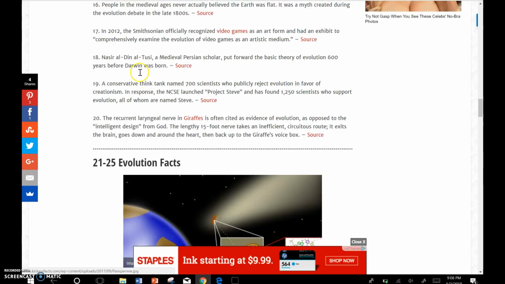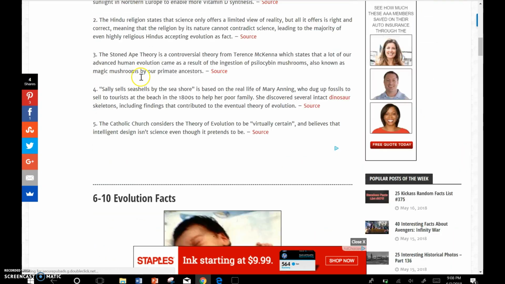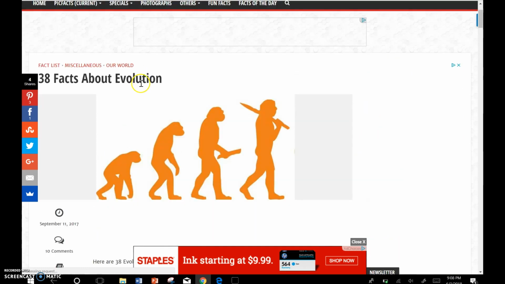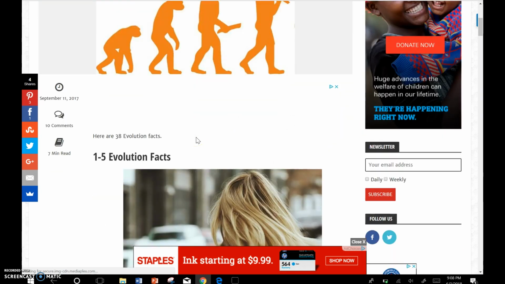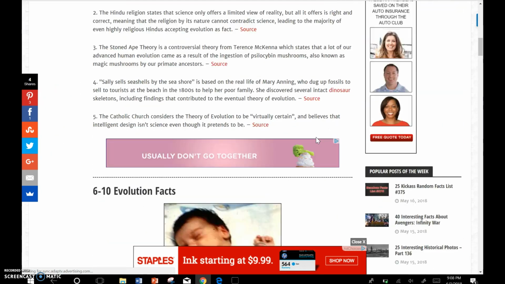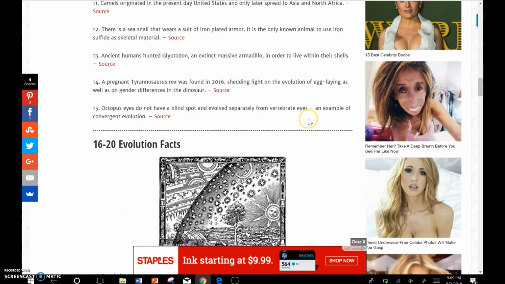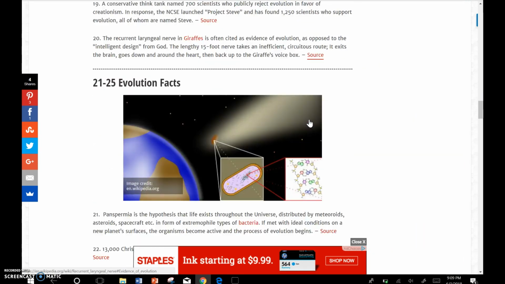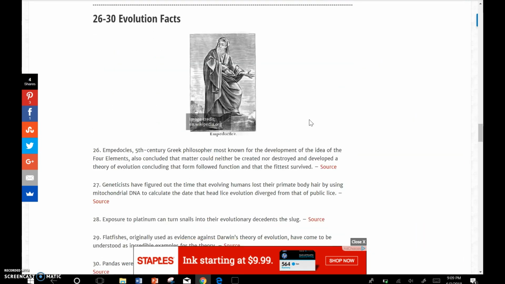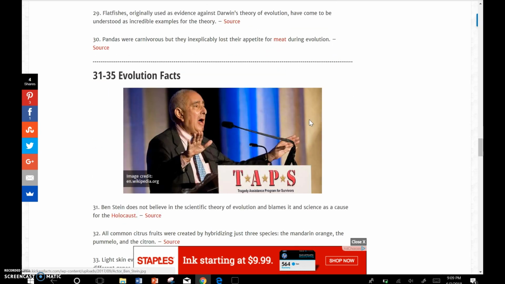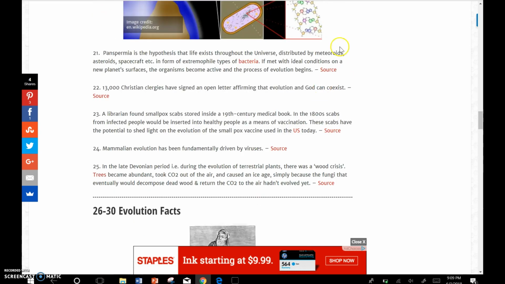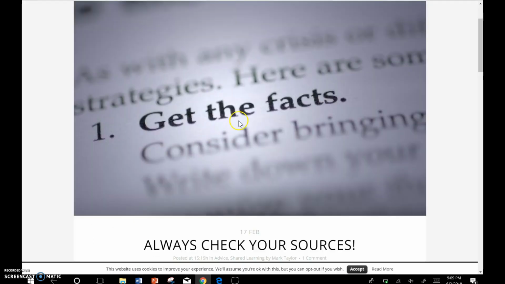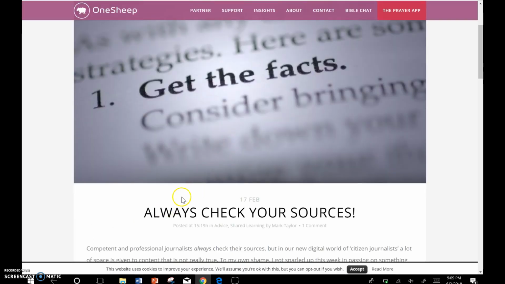However, if we go back to 38 Kick-Ass Facts About Evolution, they are merely linking to an open source resource for information. Nowhere on this site can you find anything that tells you about who the people are who are maintaining these kick-ass facts about evolution. It's very important to get the facts and always check your sources.